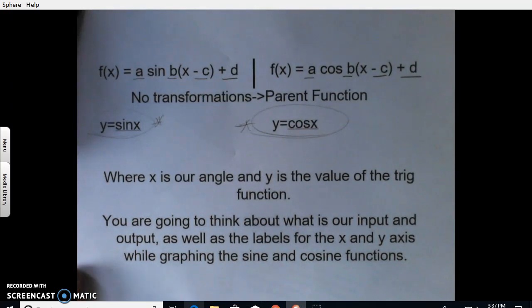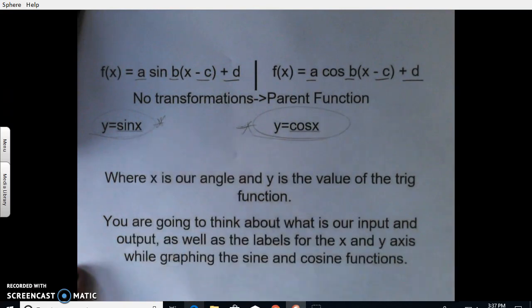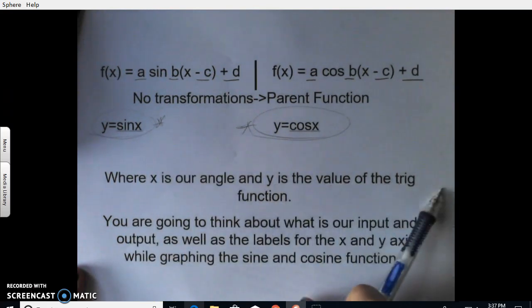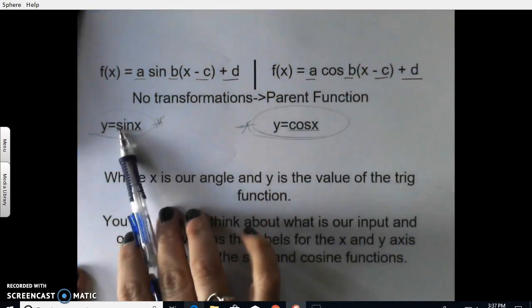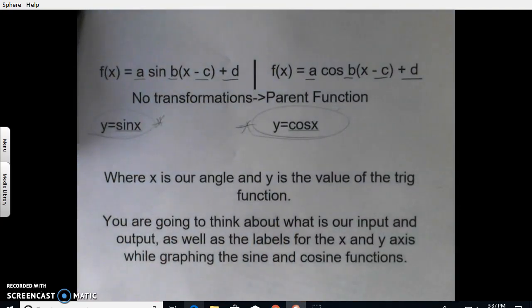where x is our angle that we're taking the sine of, and y is the value of the trig function, so either the sine of that angle or the cosine of that angle. What I need you to think about is what is our input and our output, as well as what would we label our x and y axis for graphing the sine and cosine functions. And that's all.